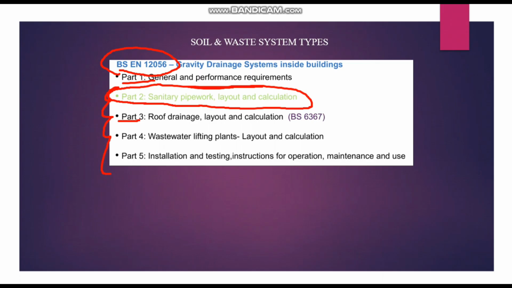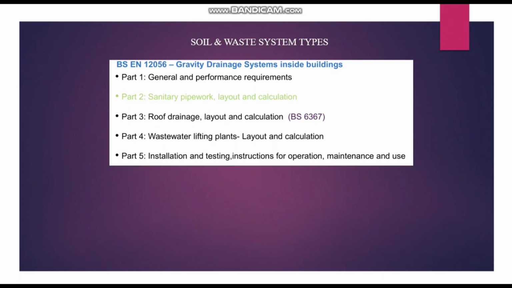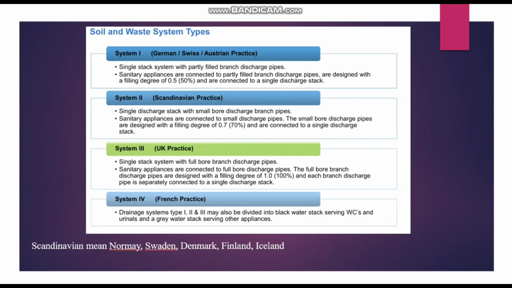Coming to part 3, it is related to roof drainage layout and calculation. Part 4 is for the wastewater lifting plant, and part 5 is for the installation and testing. So that is mainly for the installation, testing, maintenance and use. Now we will start the pipe sizing using part 2.